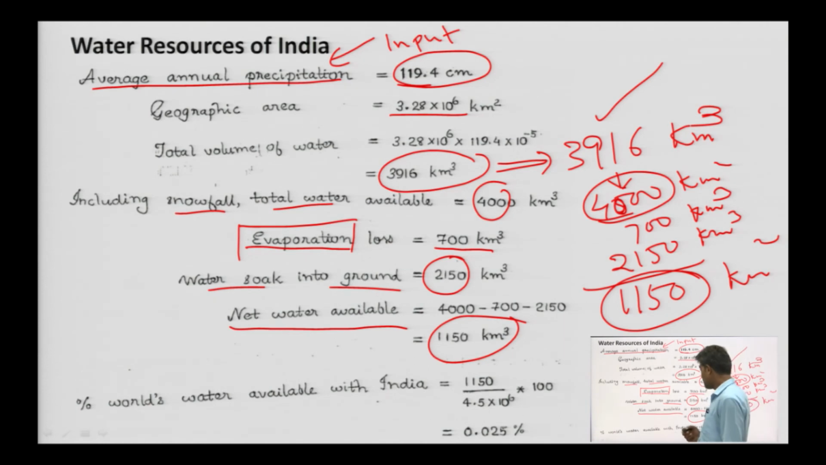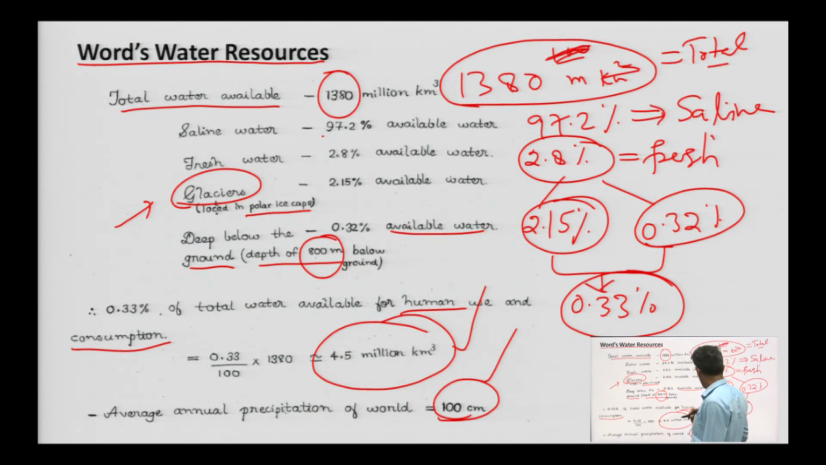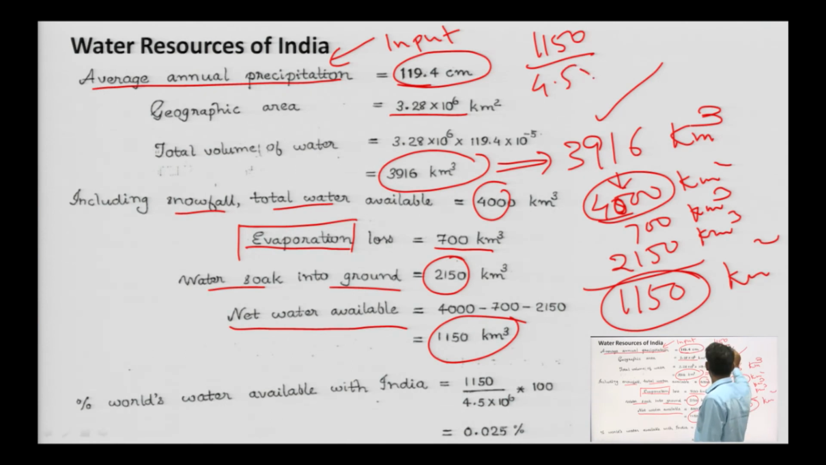And if we compare the percentage of water available within India, it will be 1150 divided by the worldwide total, which is 4.5 into 10 to the power 6, into 100. So it comes to be 0.025%. Only 0.025% of the world's water is available within India.